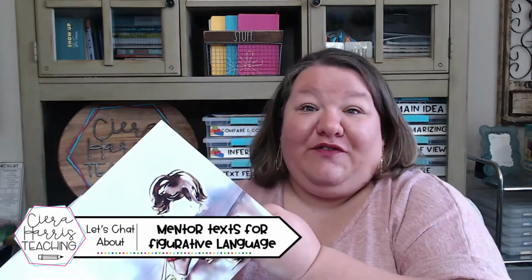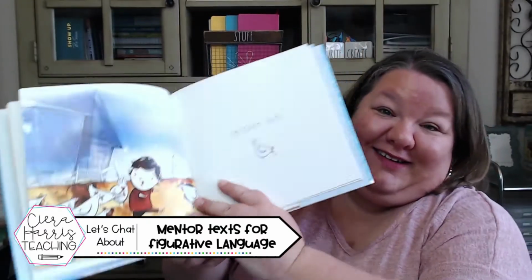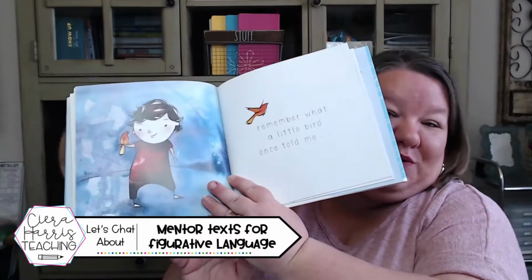From there, it talks about how you don't want to give up. I'm trying to find in the book where it flips to. Here we go. So before you make a mountain out of a molehill and you chicken out, I love this book. Or throw yourself to the lions. So it's saying before you do all of that, remember what a little bird once told me.